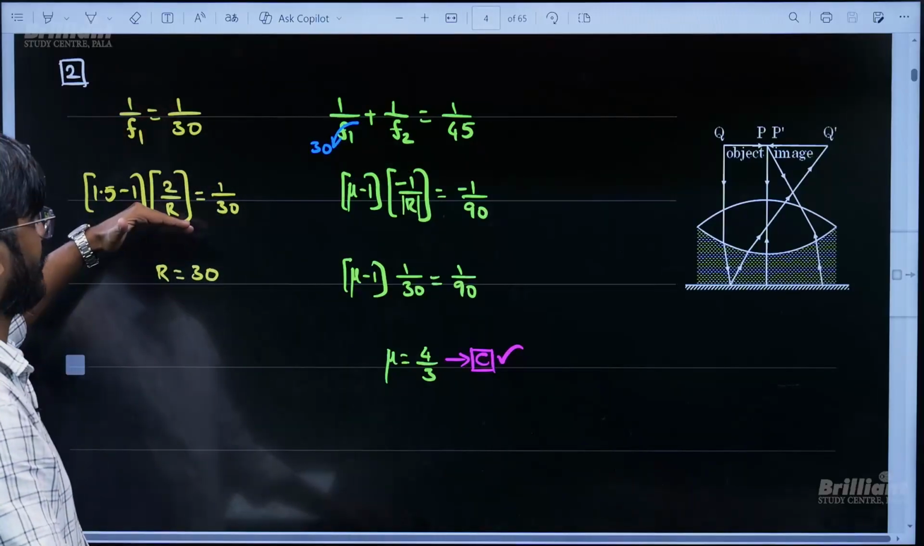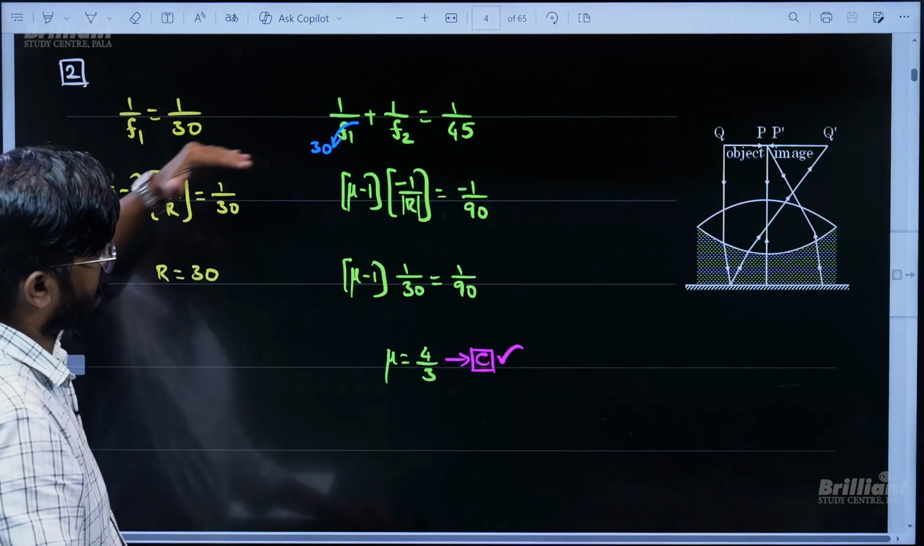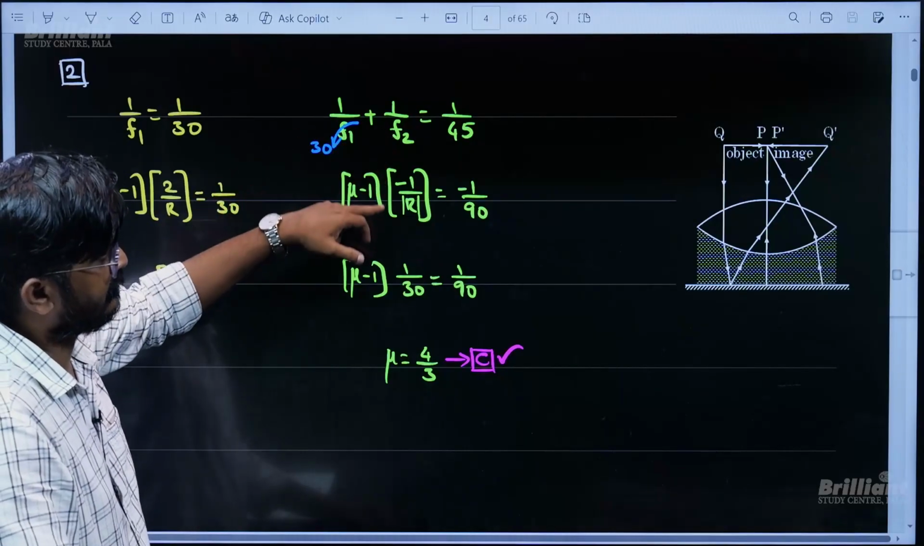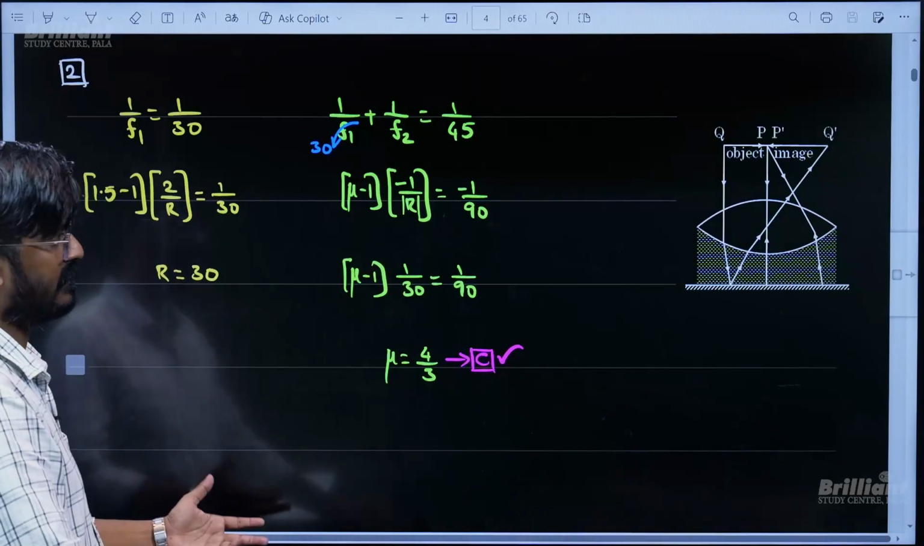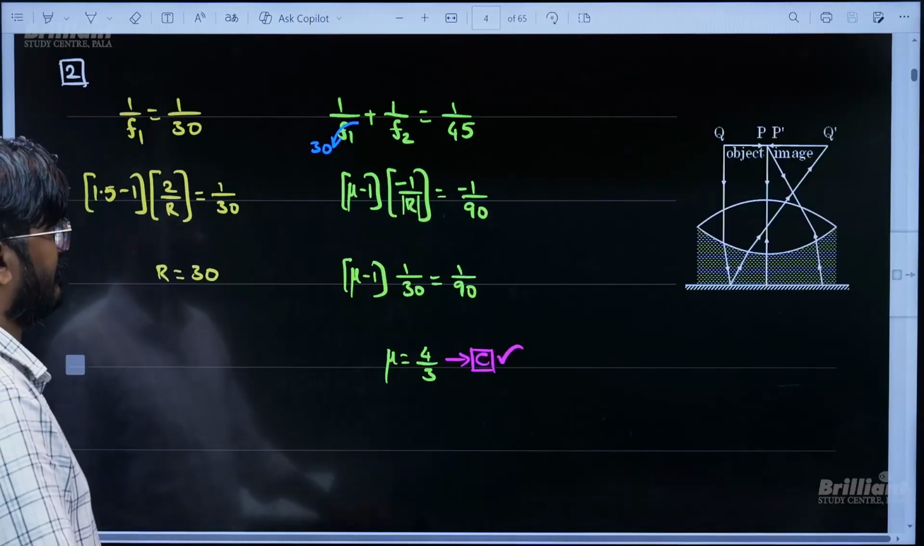So using this scenario, you will get the radius of curvature. When you substitute it back, you will get the refractive index, and that is one very common way of finding the refractive index of the liquid.